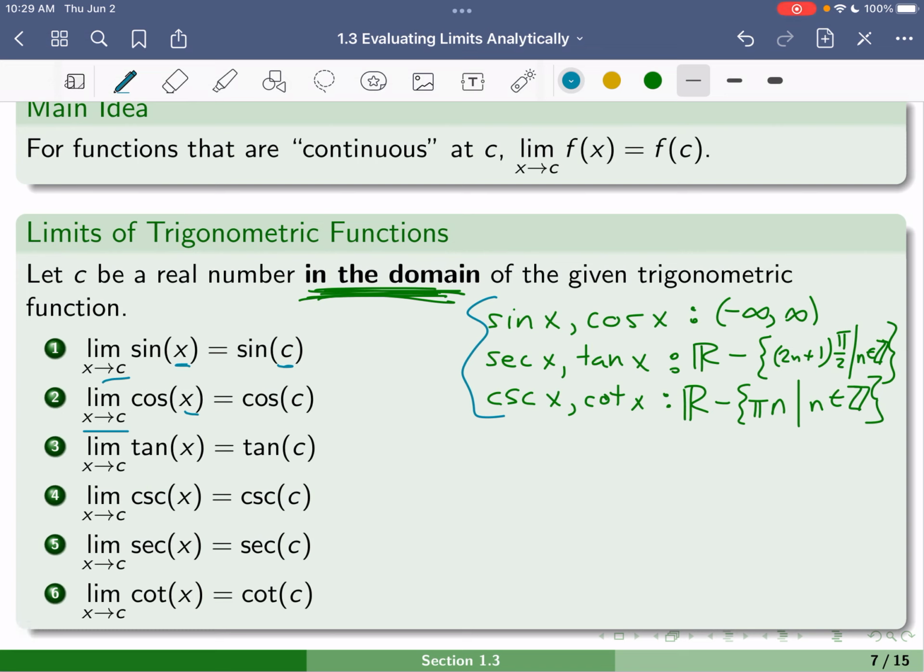All right, in our next video, we are going to look at examples where we're going to use all of these limit properties, limit rules. We will see you then.